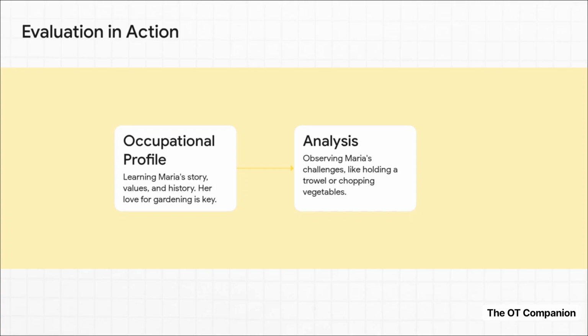And this is where it gets really cool, because the evaluation is actually two distinct parts. First up, you've got the occupational profile. This is where the OT sits down with Maria and just listens. They learn her history, what she values. This is how they find out that gardening isn't just a hobby for her, it's a huge part of her identity. Then you have the analysis of occupational performance. This is the show me part, where the OT actually observes Maria to pinpoint the specific challenges, like weakness in her hand, making it tough to grip a tool, or having trouble sequencing the steps to chop vegetables.